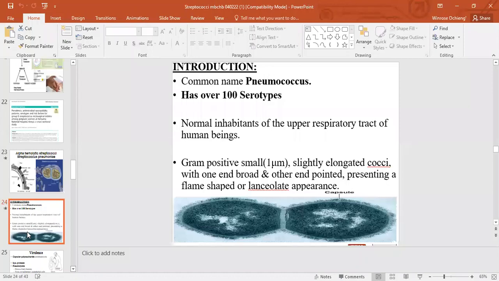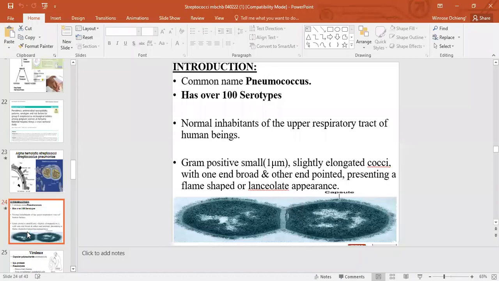The common name that we use is pneumococcus. It has a lot of strains. That's why I'm saying some are virulent and some avirulent. Under the same species, Strep pneumoniae, we can have virulent and avirulent strains. They are normal inhabitants, normal flora, in the upper respiratory tract of human beings.